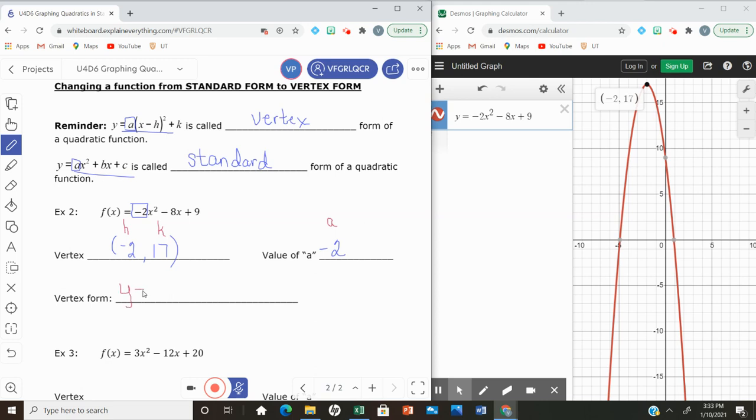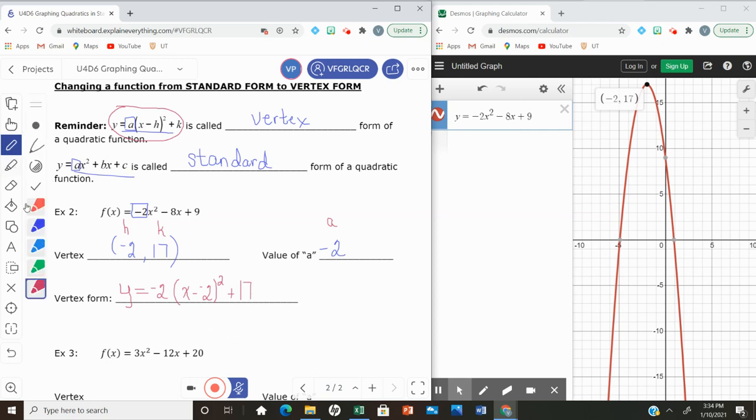Y equals, and I'm going to be using this equation right here for vertex form. Okay, so we're going to replace the A with a negative 2. Okay, then there's an open parentheses. Now that equation says x minus h. So I'm going to type or write in x minus, well, h is a negative 2. Close it and we square it, and then there's a plus k. So we're going to write in plus the k value we're going to replace with 17.